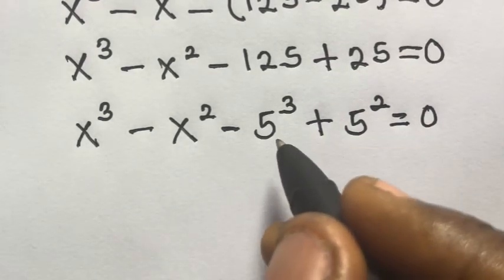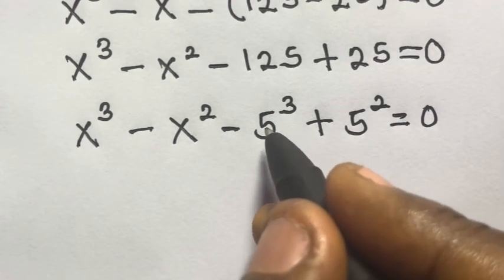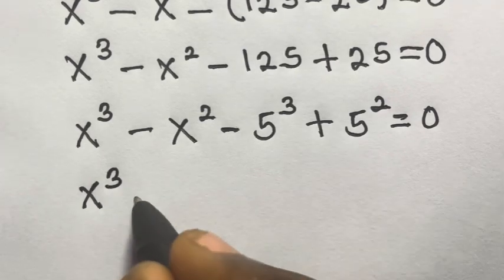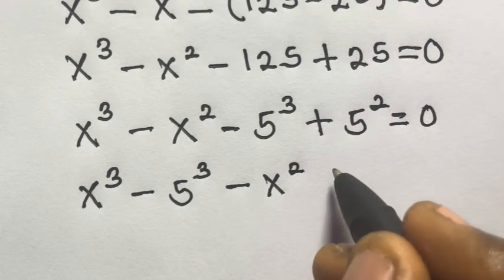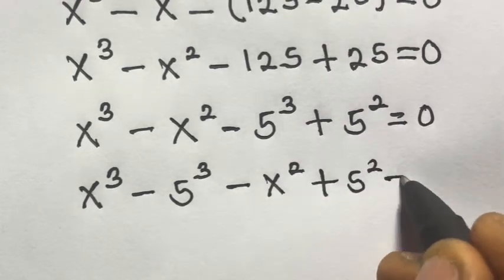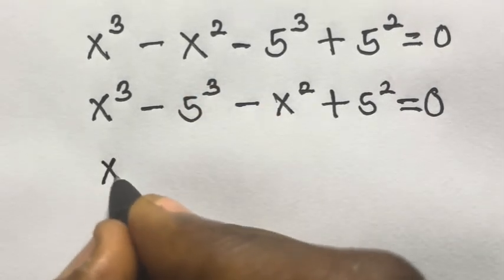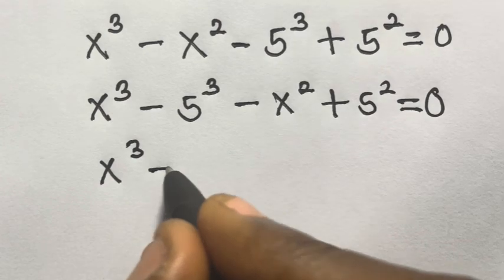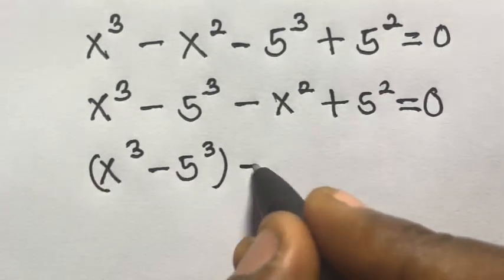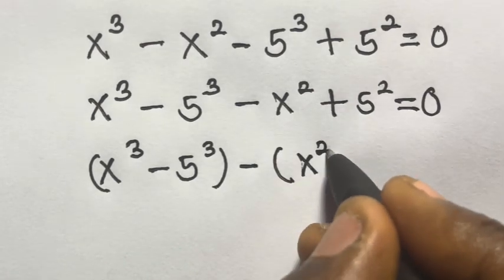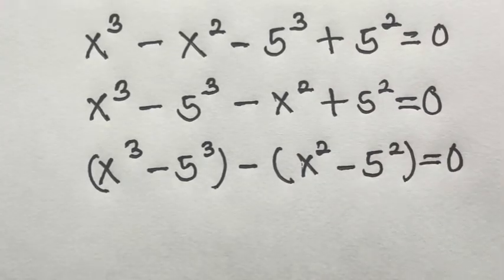So let's collect the like terms according to their powers. We have x to the power 3 here, x to the power 3. We have x raised to the power 3 minus 5 raised to the power 3, minus x squared. Then this one as square, we have 5 squared equals 0. Now we'll have x cubed minus 5 cubed minus x squared, then minus 5 squared equals 0.